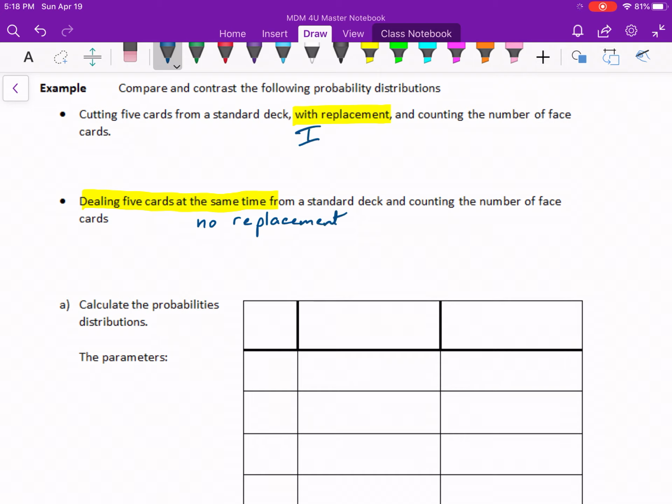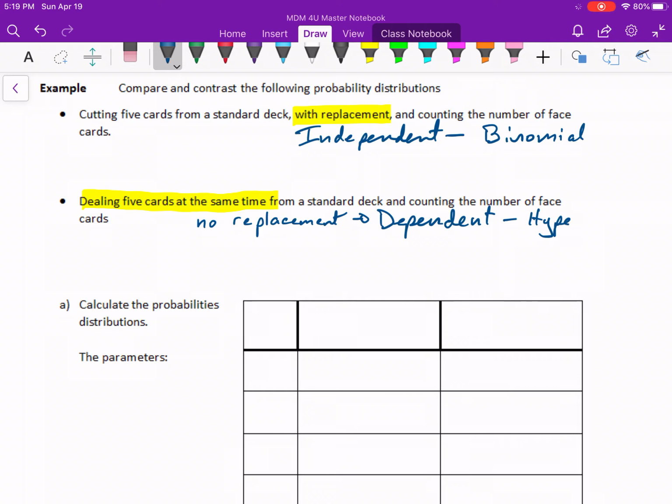This one will be independent. And if it's independent, that means we use a binomial distribution. And this one would be dependent. Dependent, and therefore we're going to use hypergeometric.